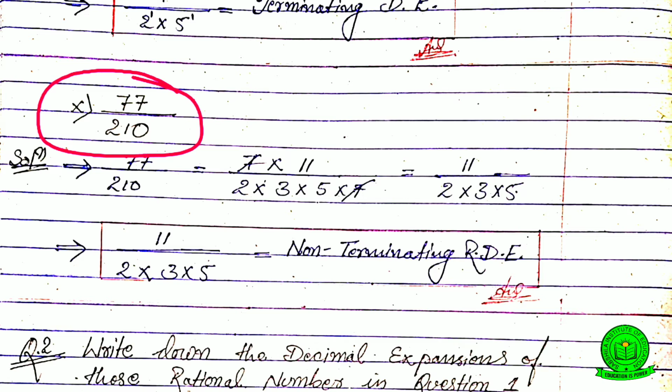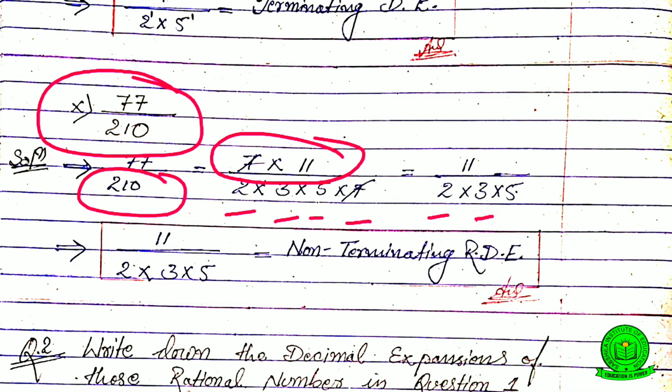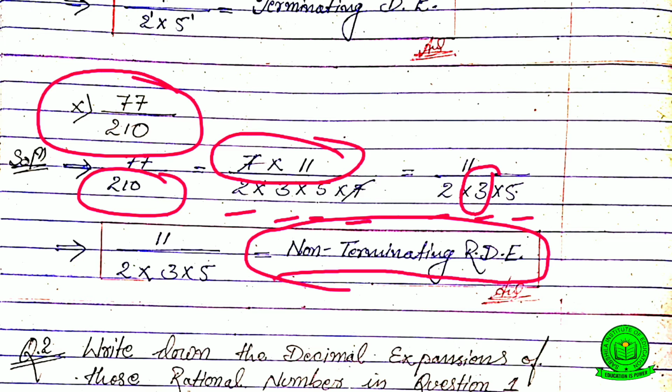Okay. Question number 10. 77 by 210. If you find out the prime factorization of 77, then you will get 7 into 11. And if you find out the prime factorization of 210, then you will get 2 into 3 into 5 into 7. So what numbers do we have in the denominator? 2 into 3 into 5. Okay, 3 is there, so it will be a non-terminating repeating decimal number.